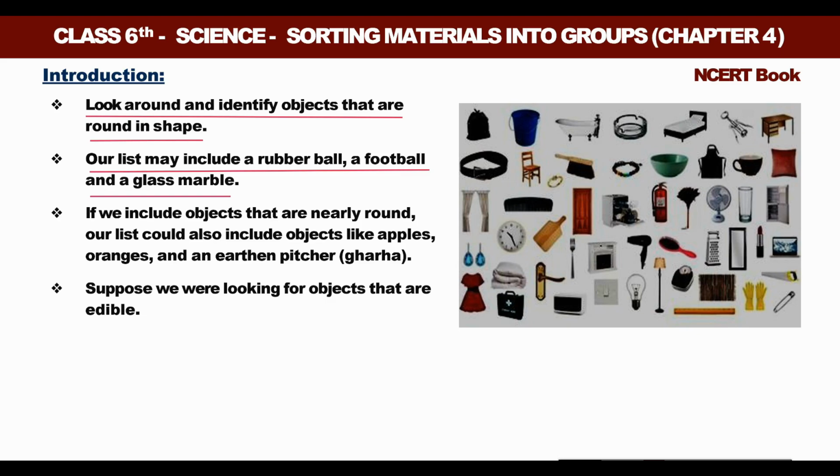So we have some kind of round shape grouping: these are round shape objects, and these are nearly round. If we include objects that are nearly round, not completely round, our list could also include objects like apples, oranges, and an earthen pitcher. Earthen pitcher means ghada. All are not completely round but near to round. Suppose we were looking for objects that are edible. We also have to make a group: these are the edible objects that we use for eating.